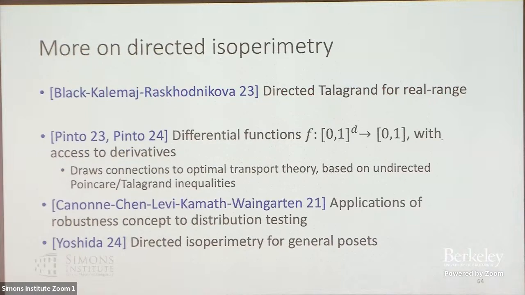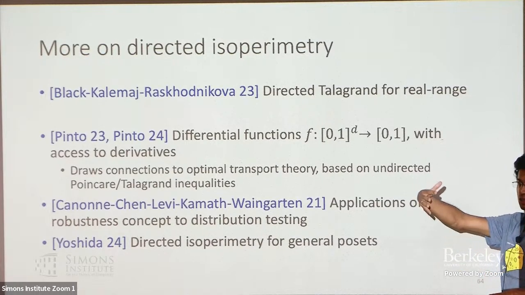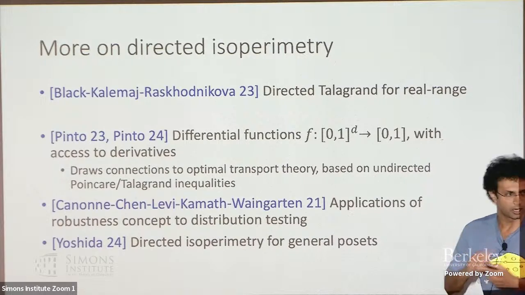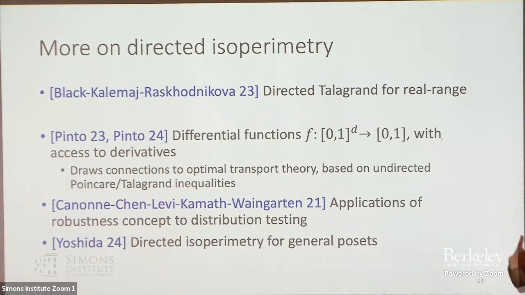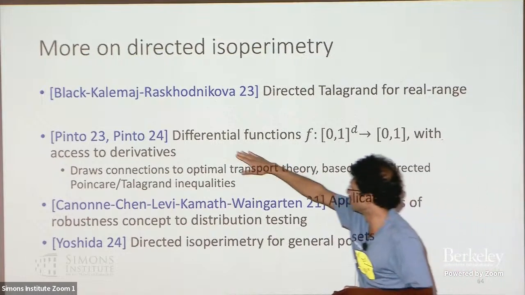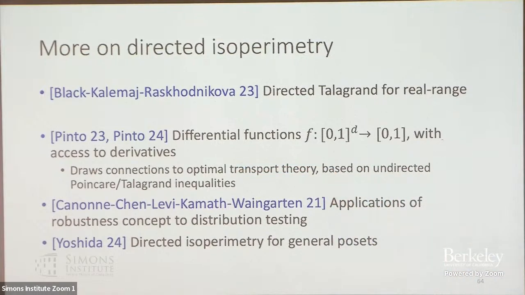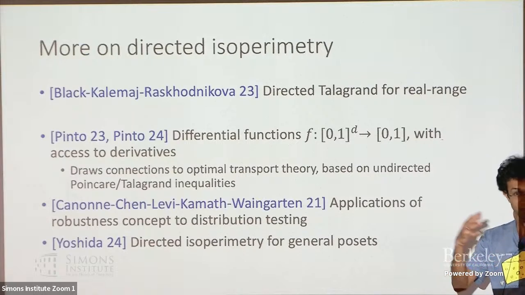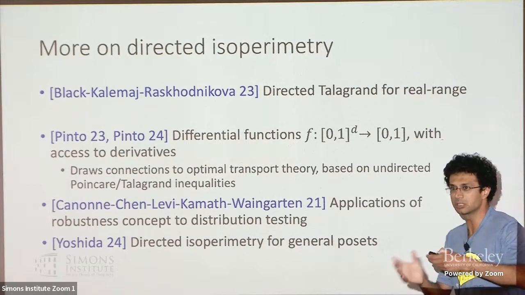More on directed isoperimetry. Black, Kalemai, and Raskolnikova have this nice extension where they can extend the directed Talagrand inequality for real ranges. And I think that will also hold for hypergrids. Renato Pinto has a series of new works on continuous functions. He defines variants of monotonicity testing for continuous functions and then defines all these directed isoperimetric inequalities in that continuous sense. So those are for continuous Lipschitz bounded functions.